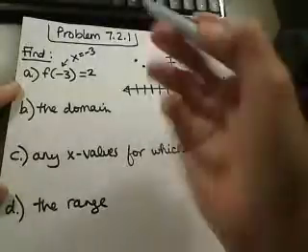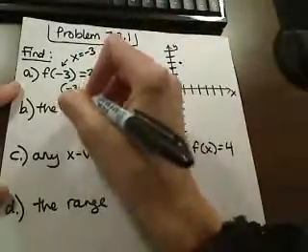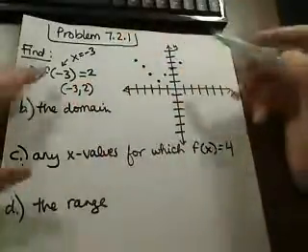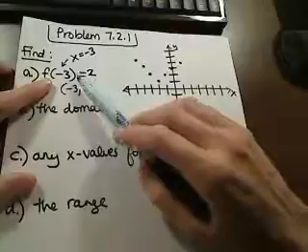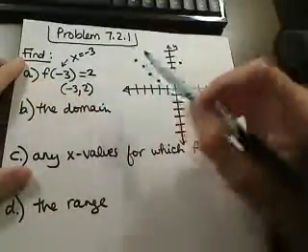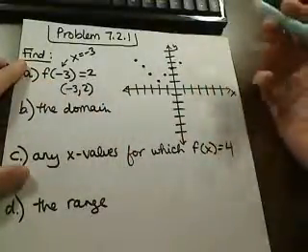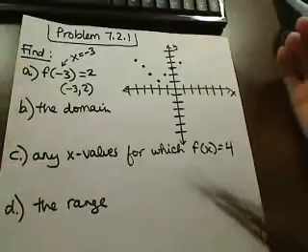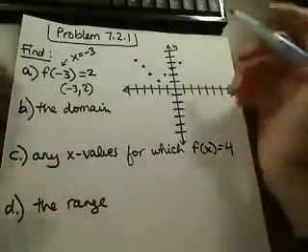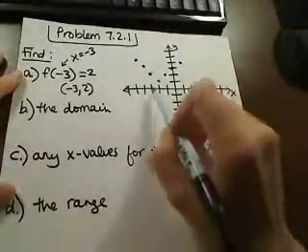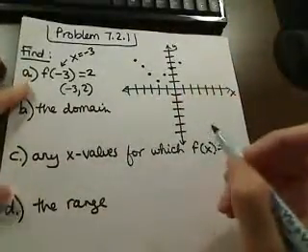Now what you'll notice is this is actually an ordered pair, right? This is another way of representing an ordered pair. So when they're asking for f of negative 3, they're basically saying, hey, we have an x value of negative 3, find the y coordinate that goes with that for the ordered pair on the graph. All right, so that would be that right there.